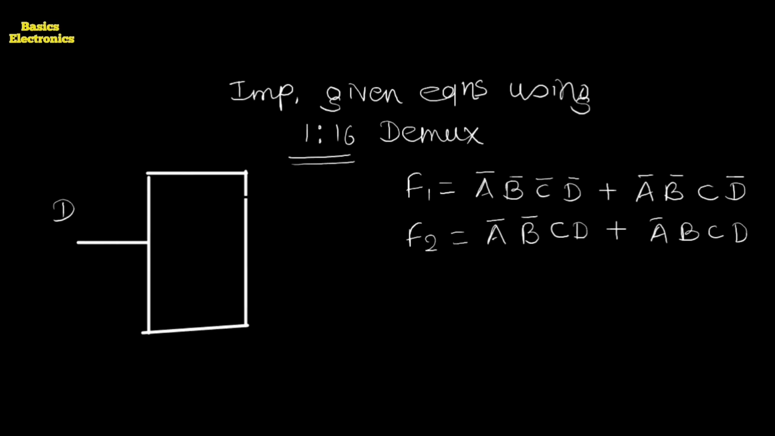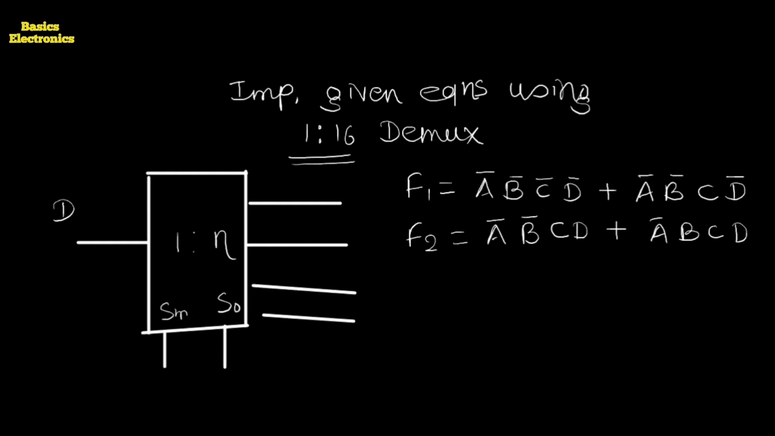Then here are the output lines. There are many output lines, depending on what kind of demultiplexer we are using. Inside this we can write one line to n line demultiplexer. Here there are some select lines, m number of select lines starting from S0 to Sm minus 1. The output lines are starting from y0 to yn minus 1. So this is the structure, this is the block which we use for the demultiplexer.